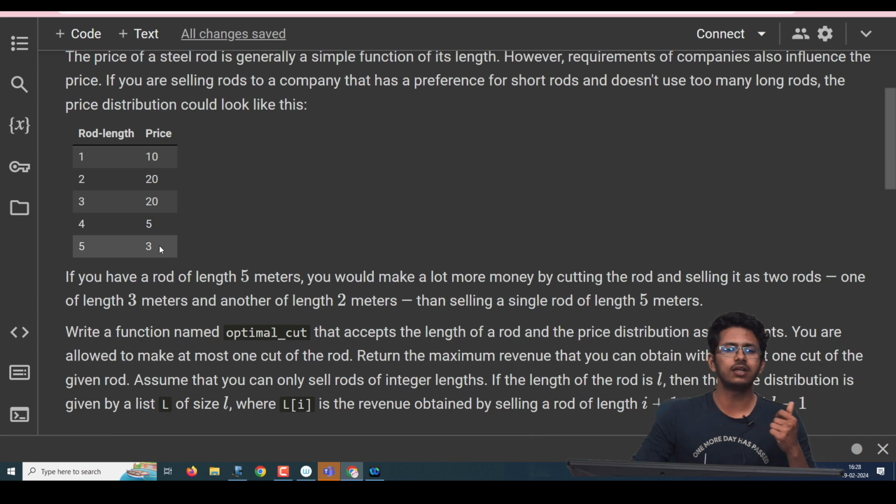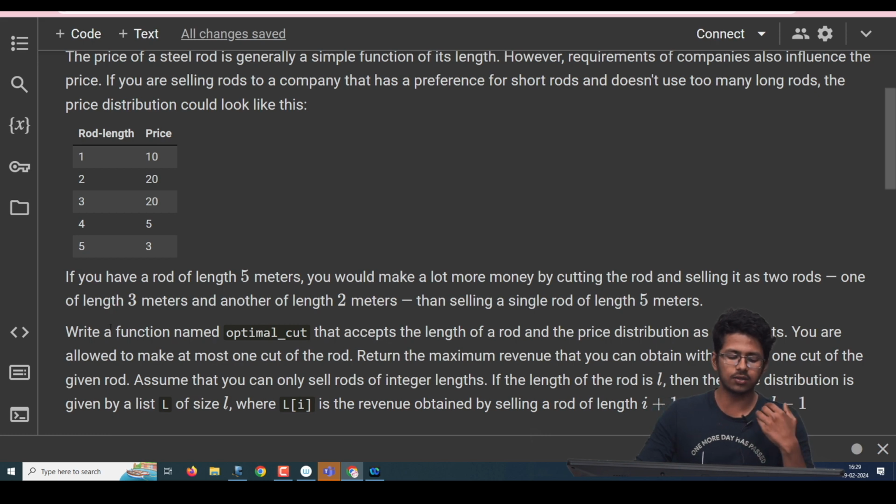So you can see here in the example, a rod of length 5 has a price 3. But instead, if you cut this rod as a rod of length 3 and a rod of length 2, you could get two different prices, 20 and 20, and add them up to get a combined profit of 40 instead of just a simple profit of 3 by selling an entire rod. So that is what this question deals with.